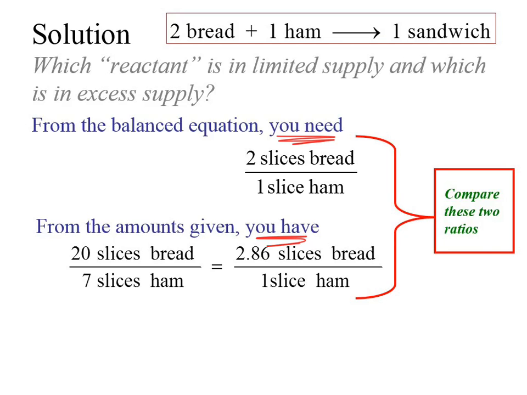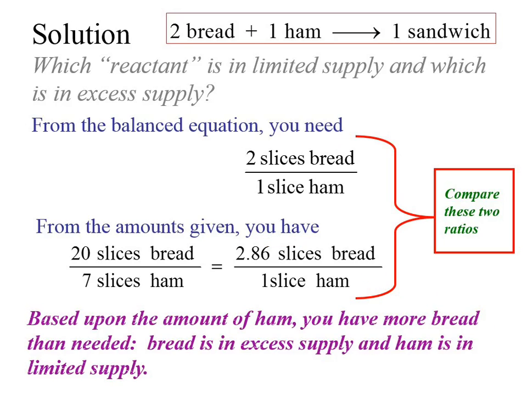So can you see, if I did this on my test, I would say bread is in excess. Why? Because I have more than I need. That's it. Bread is in excess using this technique. So bread is in excess just by comparing those two ratios. That's just one way of identifying. And that's what we said before. We said bread was in excess and ham was in limited amount. That's it.